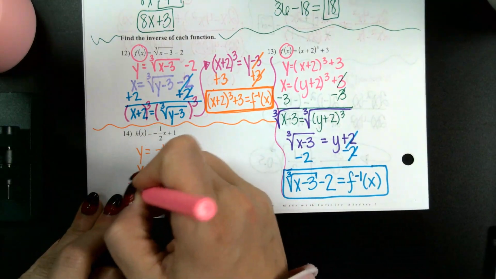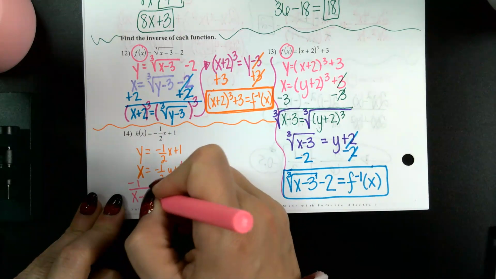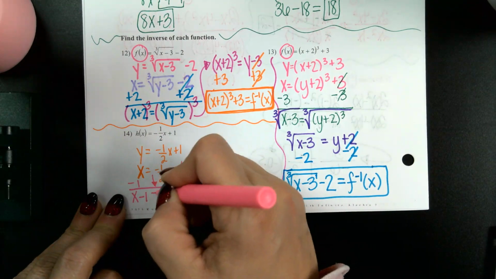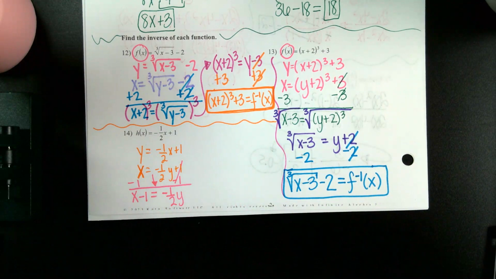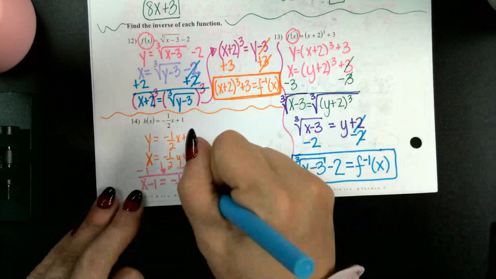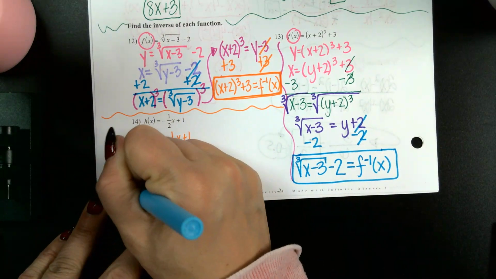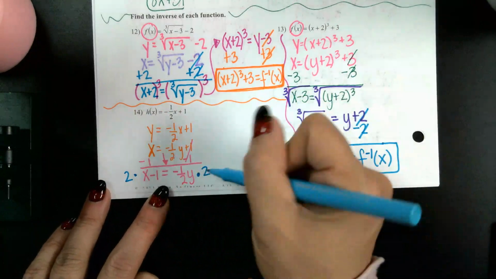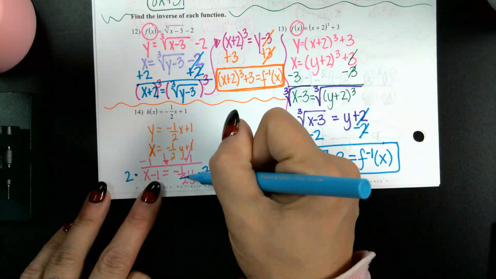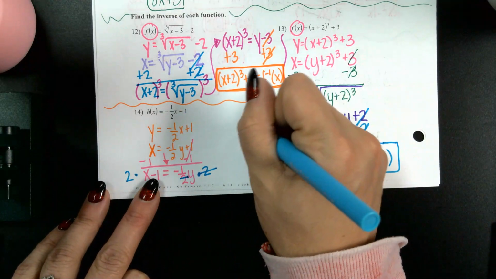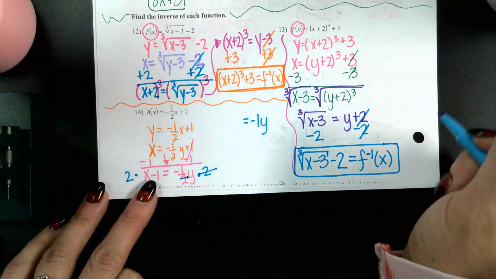Subtract 1 from both sides. Subtract the 1. I have x minus 1 on the left, and on the right I have negative 1/2 y. How do I get rid of the denominator of 2? We're going to multiply both sides by 2. Now look, the right side here, hope you're watching, this cancels this. So on the right side, I have a negative 1y.